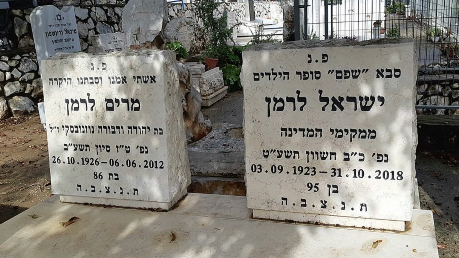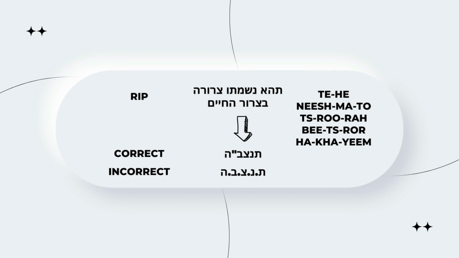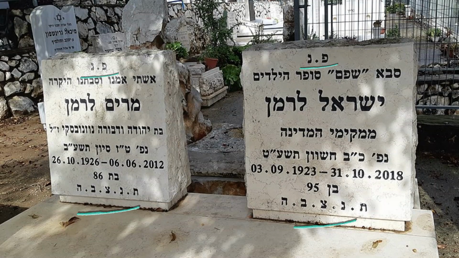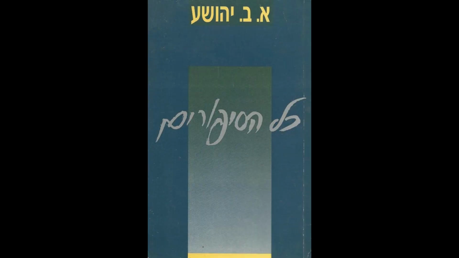Tehi nishmato tzrura b'tzror hachayim, which literally means may his soul be bound up in the bond of everlasting love, which we can see on Jewish tombstones. The proper way to abbreviate it would be using gershayim, but we will see it abbreviated using dots in between each letter, like this.